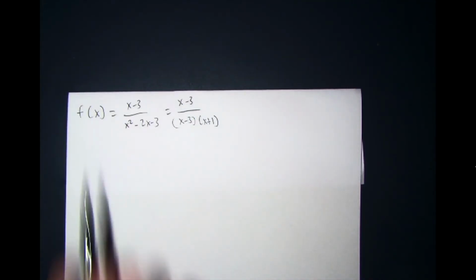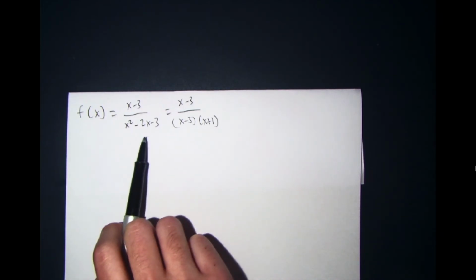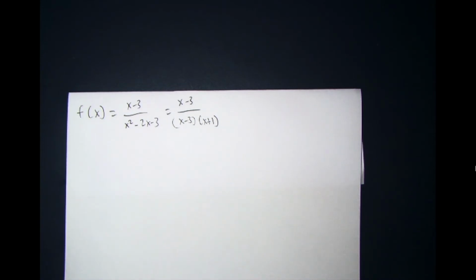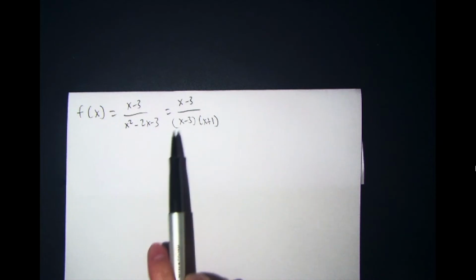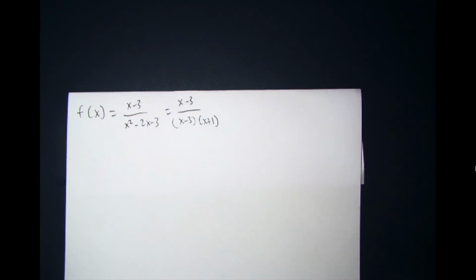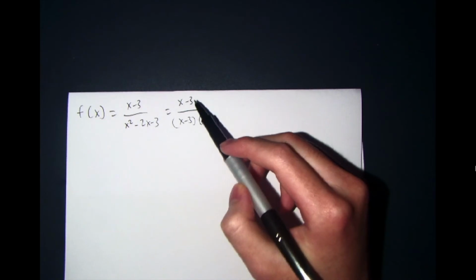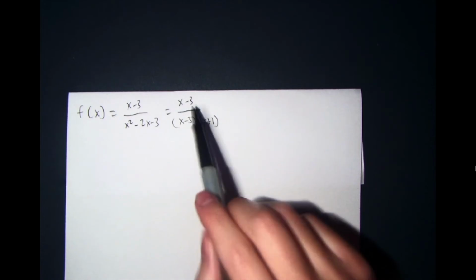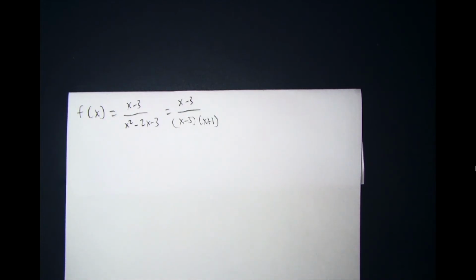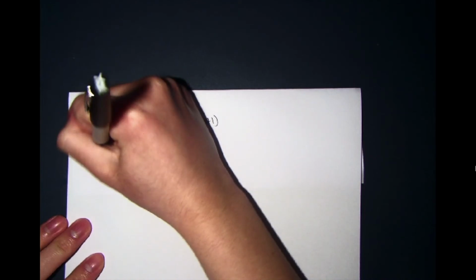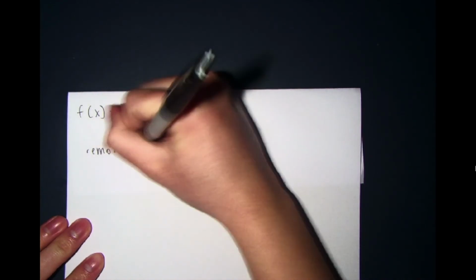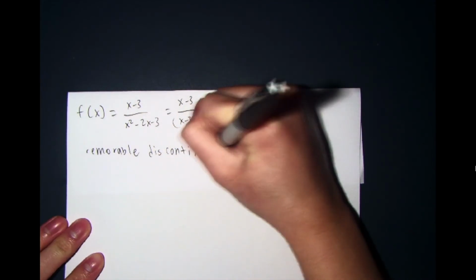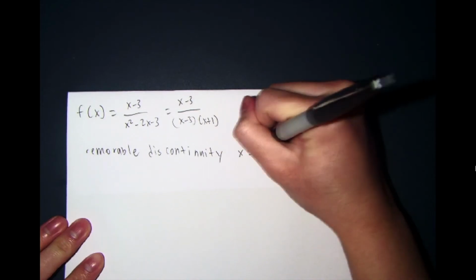Okay, so let's say we're given the function x minus 3 over x squared minus 2x minus 3. The first thing you do if you want to find a removable discontinuity is to factor. So you get x minus 3 over x minus 3 times x plus 1. Notice that you can cancel an x minus 3 from the top and the bottom. This means that x minus 3 is going to be a removable discontinuity. So your removable discontinuity is going to be at x equals 3.